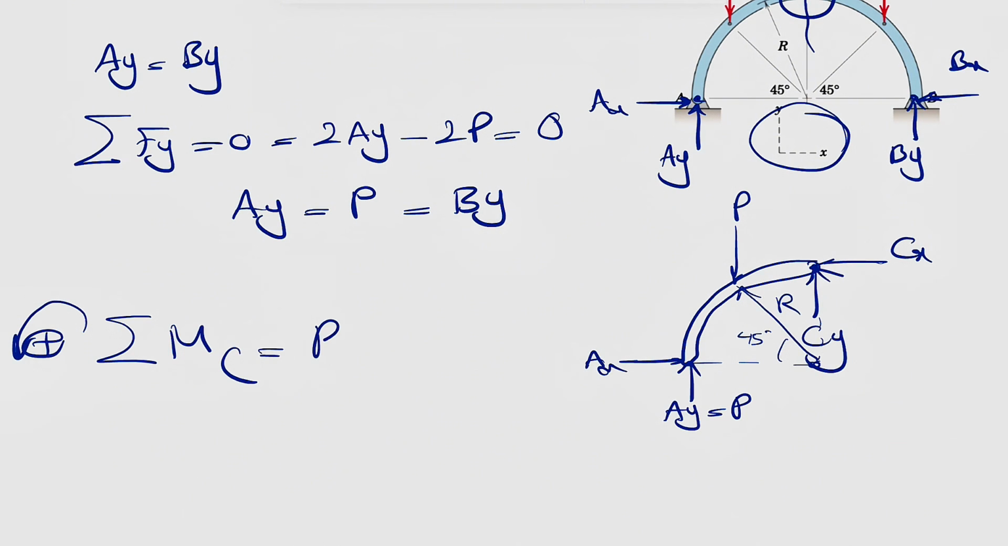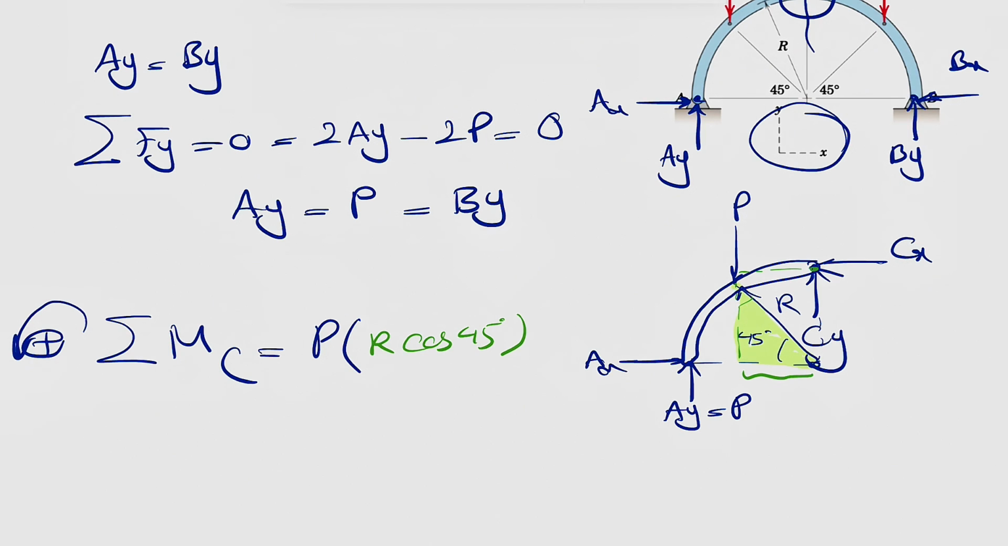So for the moment about point C, the moment of the force P about C is in this direction, so it's a counterclockwise moment, P times the distance. The distance we're interested in is the vertical distance from C to the line of action of P. For finding that distance, we make a right triangle, which I'm going to highlight in green. We're looking for the base of this right triangle, which is not hard to find. It's basically R cosine of 45 degrees.